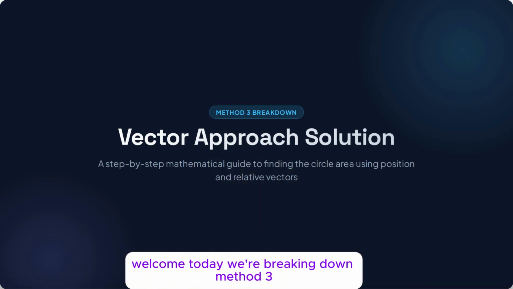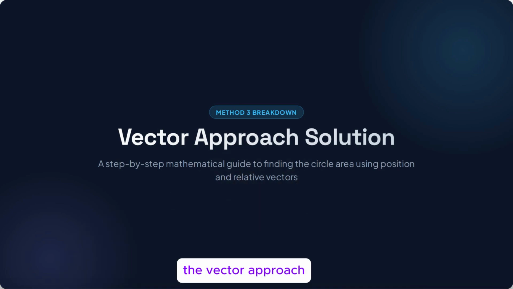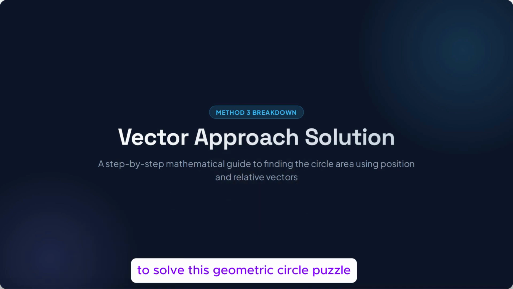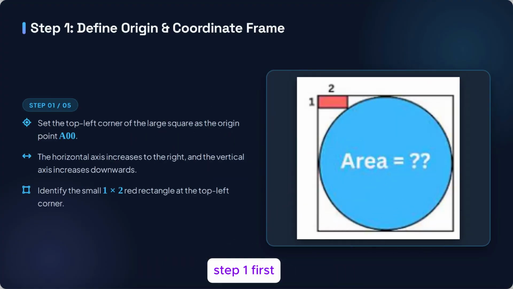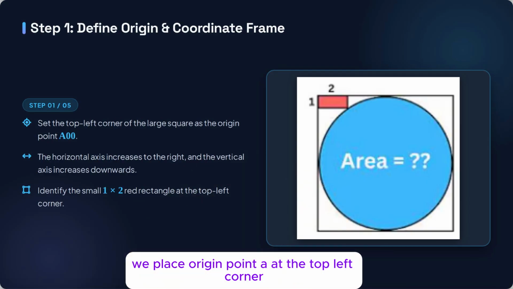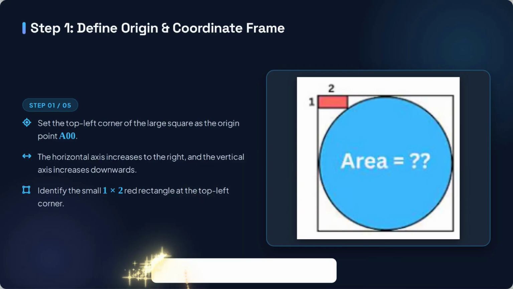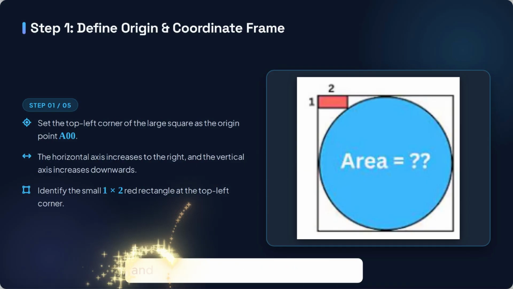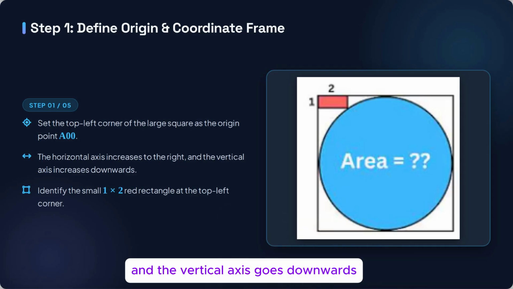Welcome. Today, we're breaking down Method 3, the vector approach, to solve this geometric circle puzzle step by step. Let's dive in. Step 1. First, let's set up our coordinate frame. We place origin point A at the top left corner. The horizontal axis goes right, and the vertical axis goes downwards.